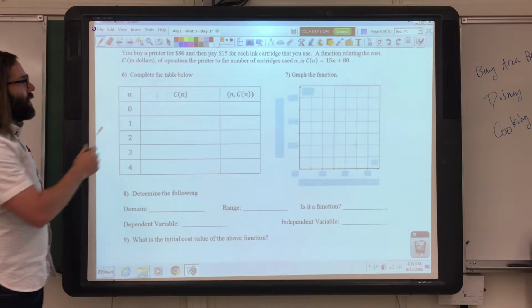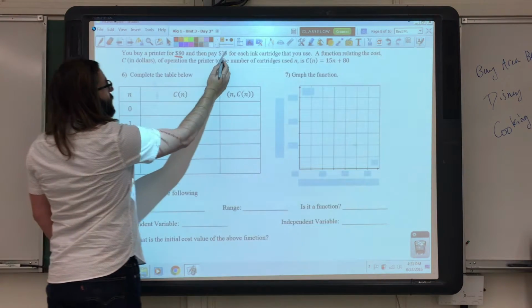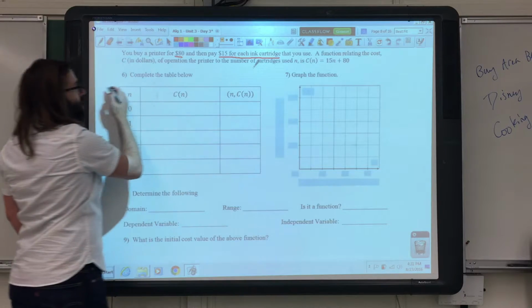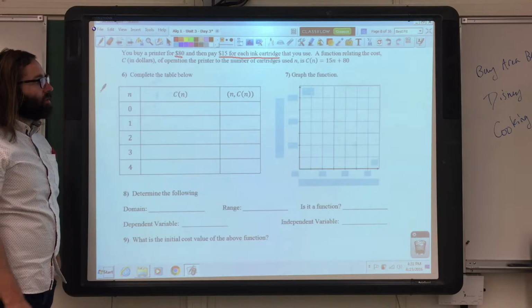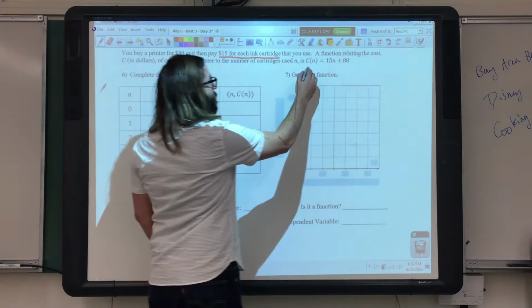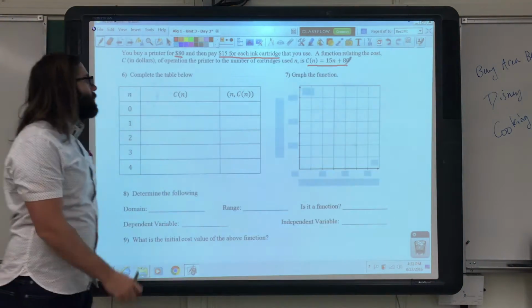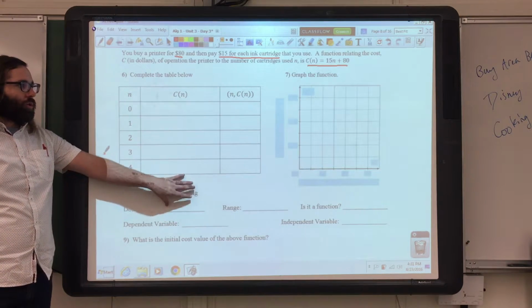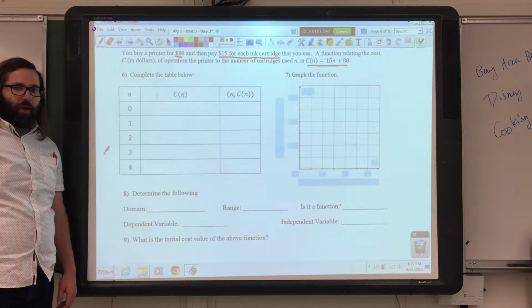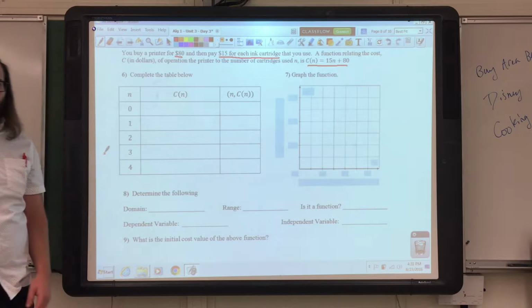Okay, we buy a printer for $80, then pay $15 for each ink cartridge. The function relating the cost in dollars is right here. So n is the number of ink cartridges. I want you guys to fill this out. A couple minutes in your groups, work together.